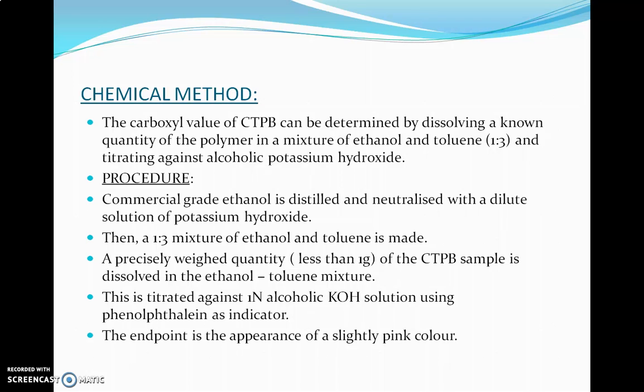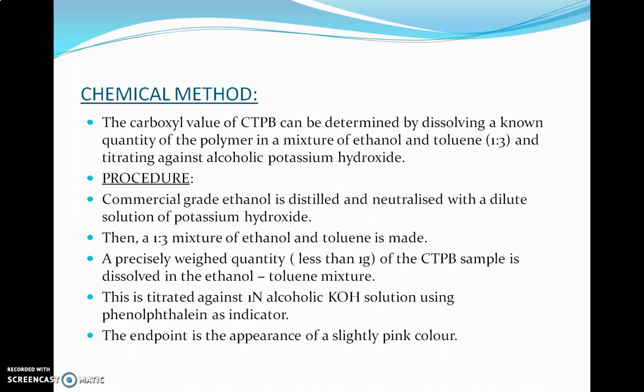For example, in this case, let us take the polymer carboxyl terminated polybutadiene. It can be determined by dissolving a known quantity of the polymer in a mixture of ethanol and toluene and titrating against alcoholic potassium hydroxide solution. So, the functional group equivalent can be determined by the chemical method. In this case, we take the example of carboxyl terminated polybutadiene.